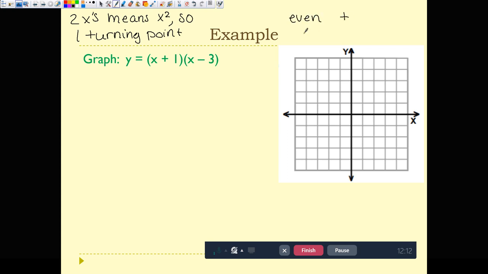Okay, up, up. Now that I know my information, I know it's going to have 1 turn, going up and up. Let's set our factors equal to 0. So I'm going to take x plus 1 and set it equal to 0, and x minus 3 and set it equal to 0, and solve.